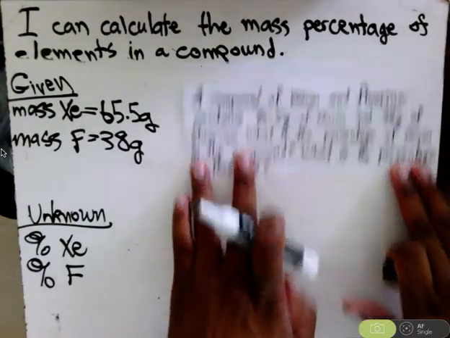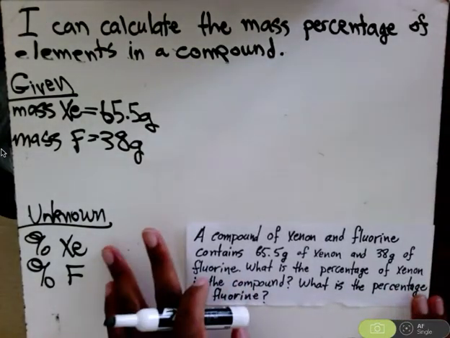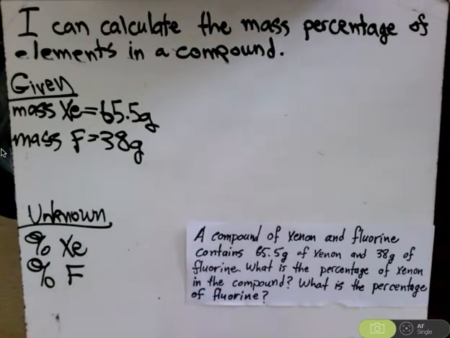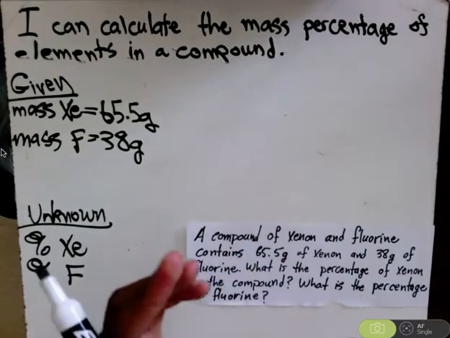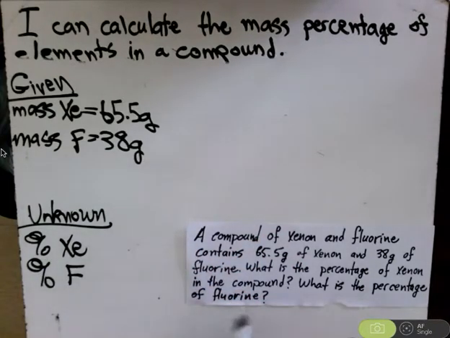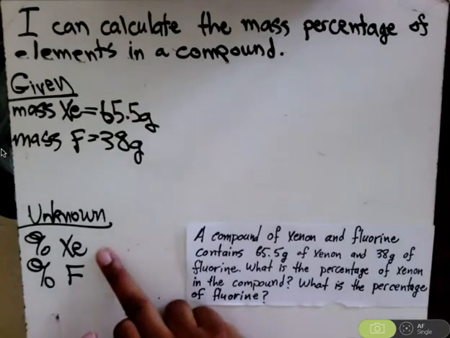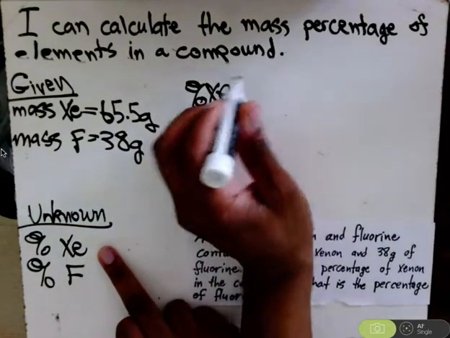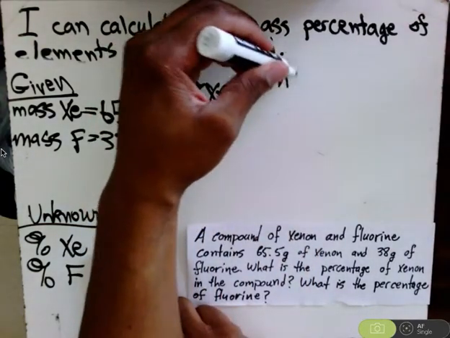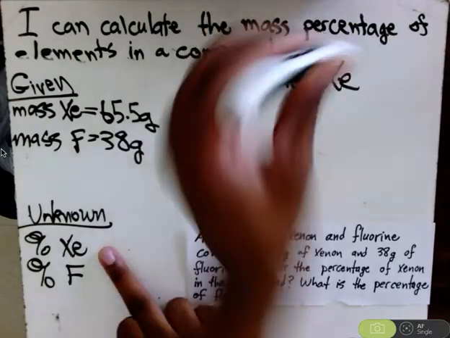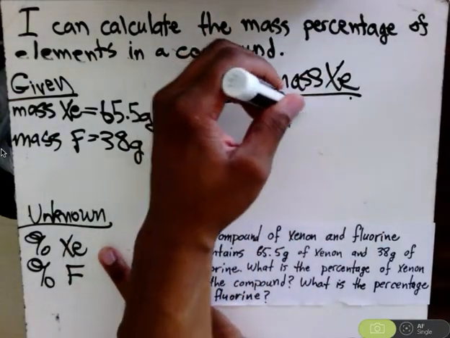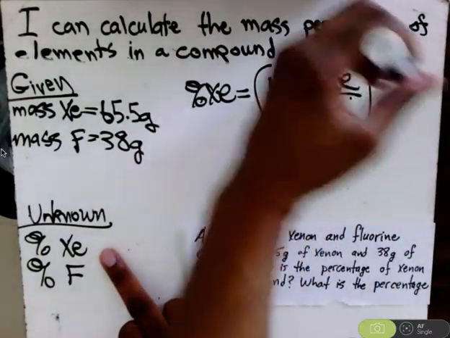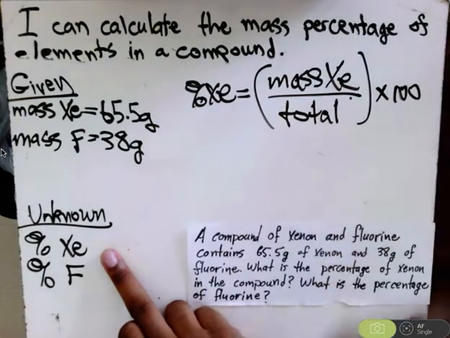So let's start with solving for the percent of xenon. Now, as you recall, in order to get the percent of an element in a compound, you need to take the mass of that element and divide it by the total. So the percent of xenon will be equal to the mass of xenon divided by the total. And since percentages are fractions out of 100, to get the percent, multiply by 100.